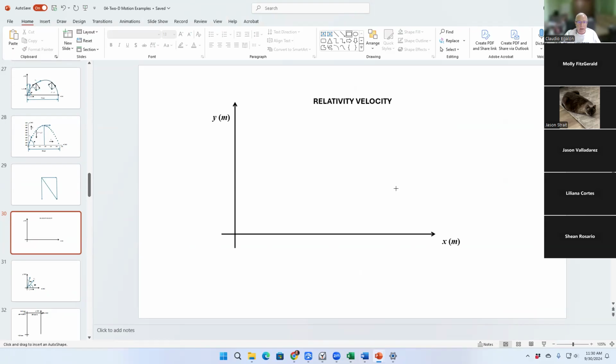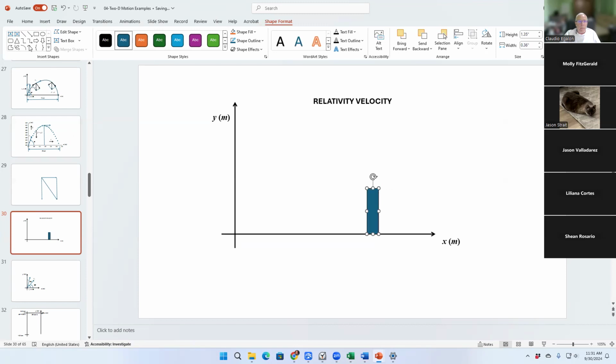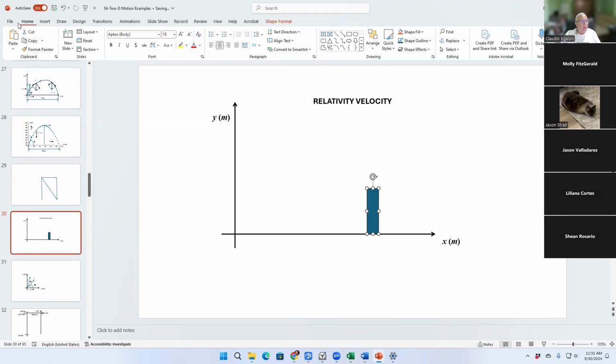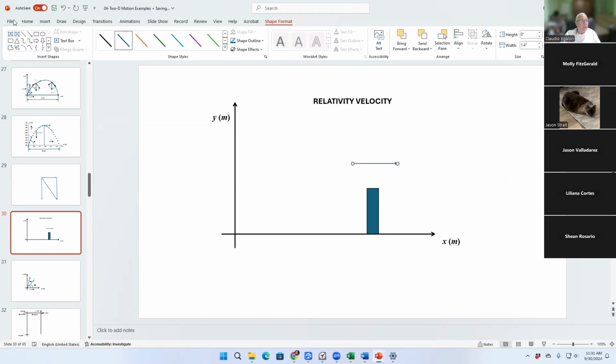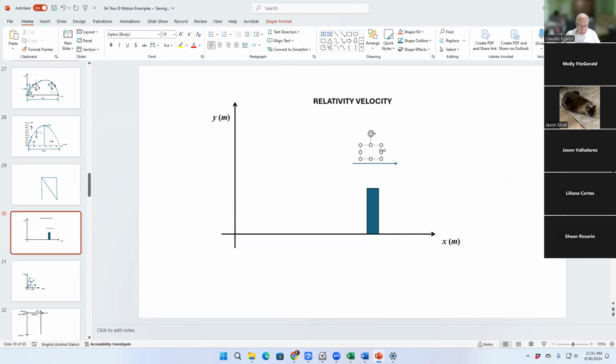And let's say I have someone jogging along the x direction of the axis. Here you go, velocity to the right. I'm going to call this guy number 1, and then his velocity with respect to the ground.